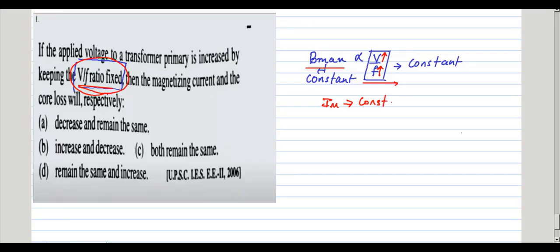Okay, the magnetizing component of current is constant because it is caused by the flux produced in the transformer. This is the component of the current that produces the flux in the transformer. So children, no problem. The magnetizing component of current is the same.